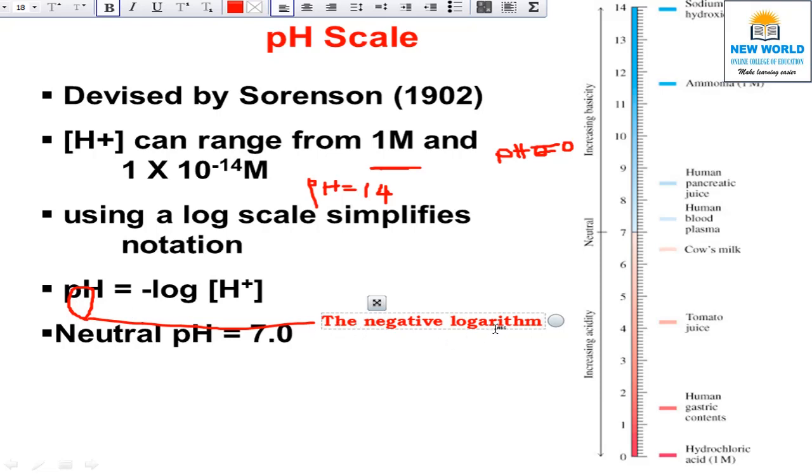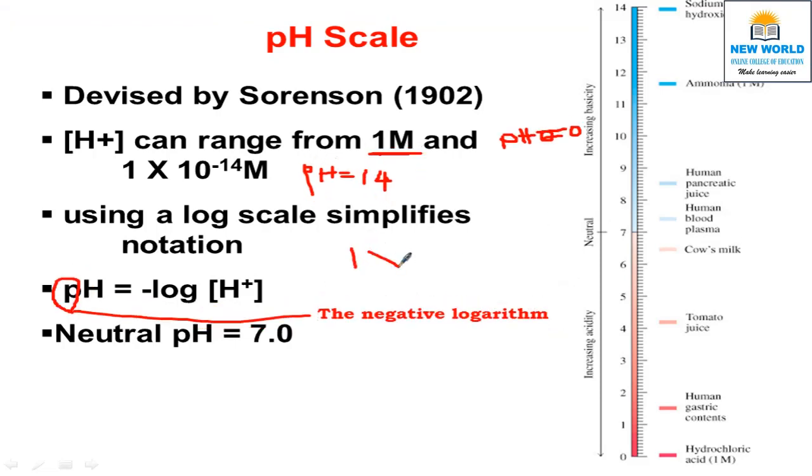If you have a concentration of 1 times 10 to the power of minus 7 in your aqueous solution, then the pH is going to be 7, which is the neutral pH. Okay, we'll stop here, and then we will start discussing weak acids and weak bases.